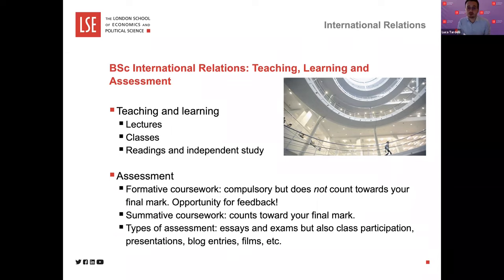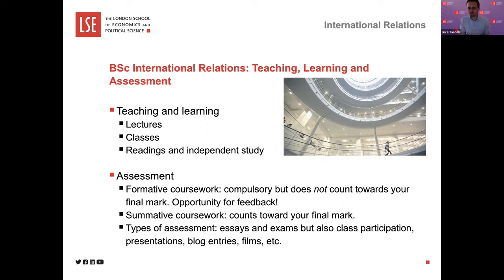And this is the third component, really: readings and independent study. A key element that distinguishes university life and learning is readings and independent study. You will be required to study independently on the reading list that you will be provided on each course in order to prepare for your classes mainly, so that you can come prepared and be ready to be part of that conversation. And this is a requirement.